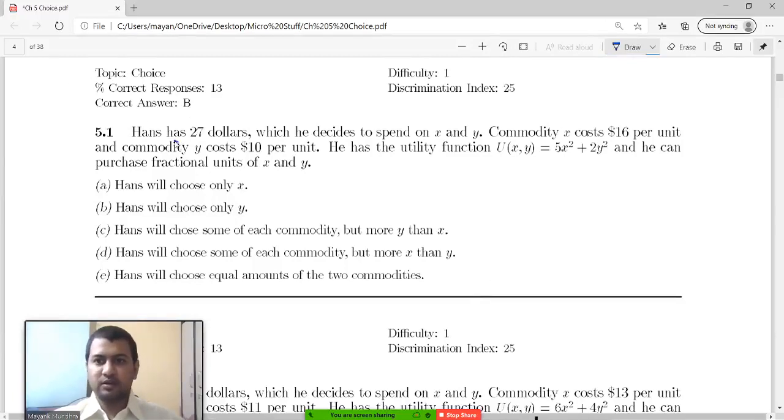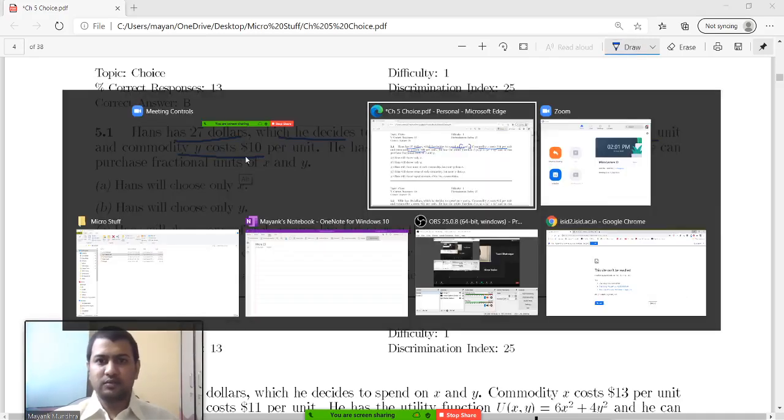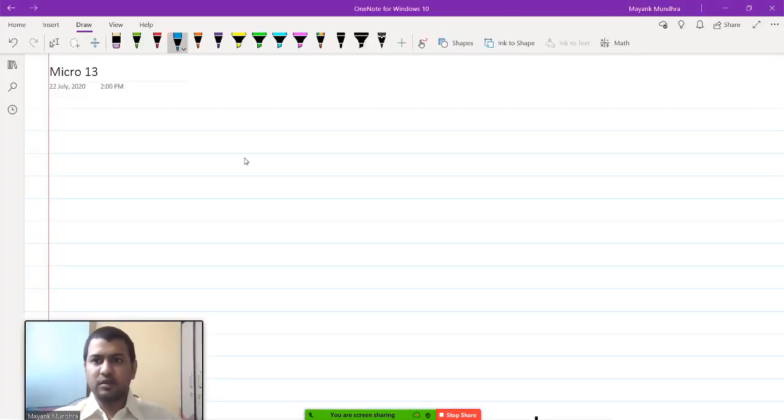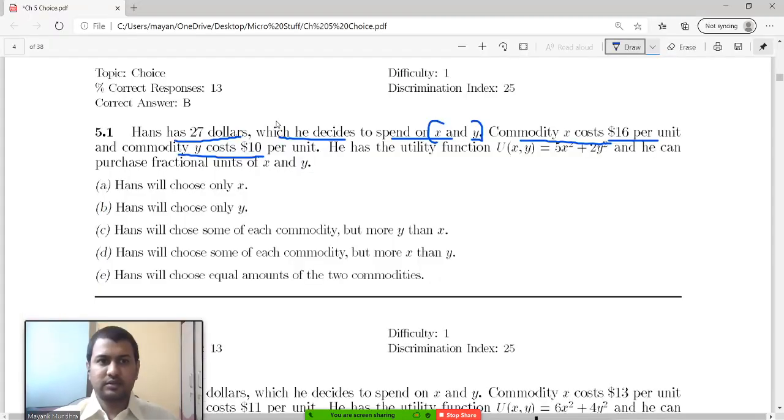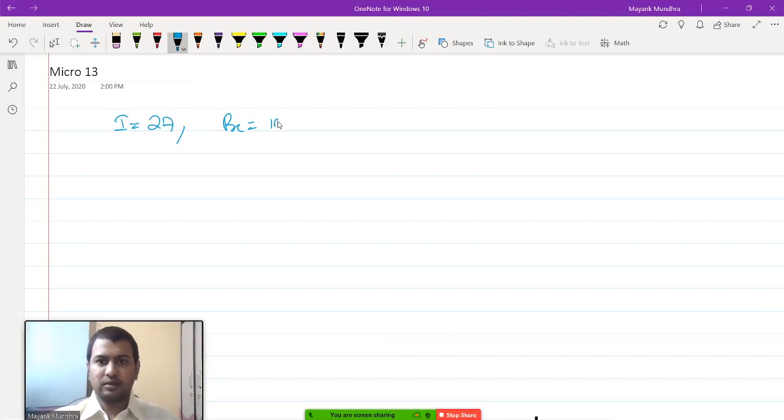Hans has $27 which he decides to spend on X and Y. Commodity X costs $16 and Y costs $10. So income is 27. Price of good X is 16, price of good Y is 10.